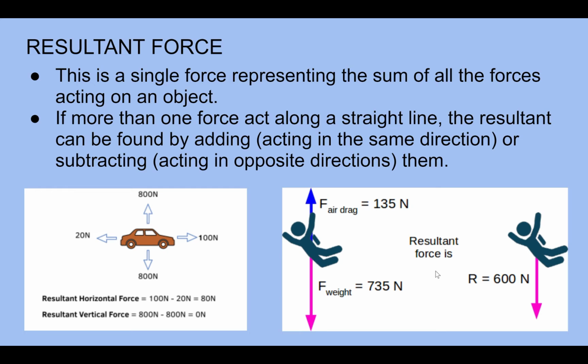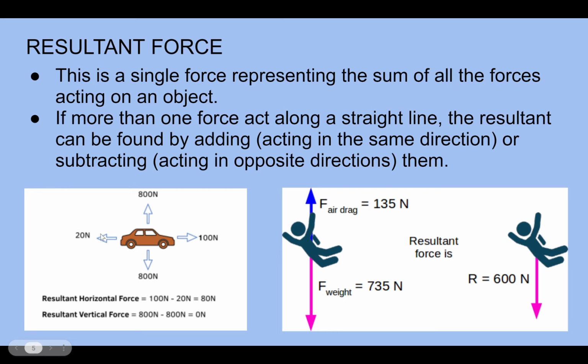Okay, so here we have an example. If the air drag is 135 newtons, which is pulling him up as he's going a bit slower, and if the weight is 735 newtons, so that's pulling him down, the weight outweighs the air drag. However, the air drag still has an effect, so we just do 735 take away 135, and you get 600 newtons as your resultant force.